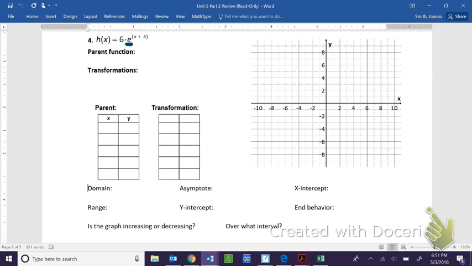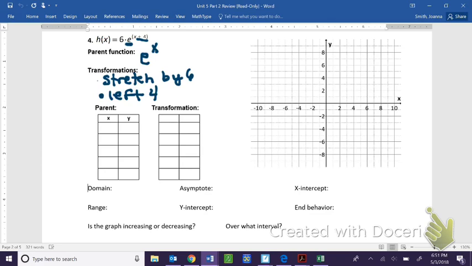So the parent function for this would be simply e to the x. Everything else is transformations, okay? A vertical stretch by 6. And then we're going to go left 4 because of that 4 in the exponent, okay? So now, through all of this, we can go ahead and do our parent table.